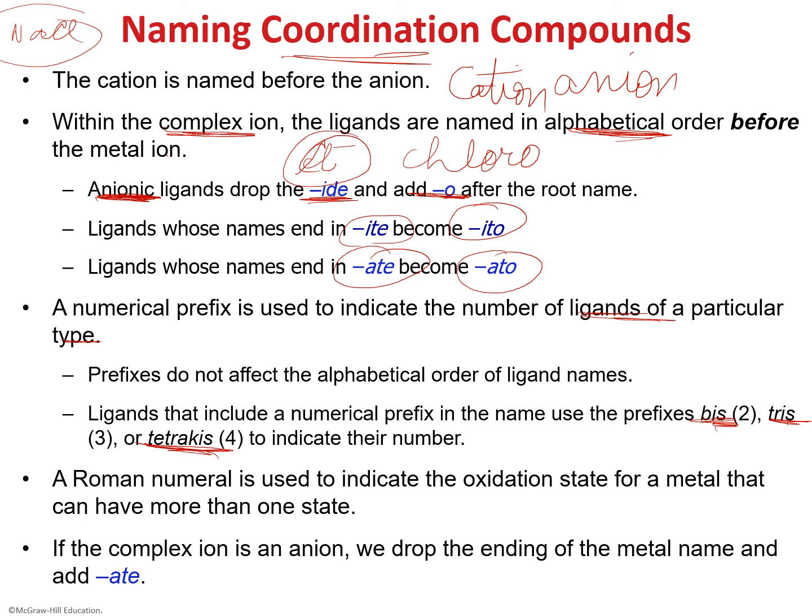Lastly, a Roman numeral is used to indicate the oxidation state of the metal that can have more than one state. The name of the metal is written and then it's followed by the oxidation state. So if it's iron, let's say, you put a +3, +2, whatever the charge is. This is when the complex ion is a cation. If the complex ion is an anion, we drop the ending of the metal name and add ATE. So usually the metal name is written as is, but if it is an anion, you remove the ending and put an ATE.